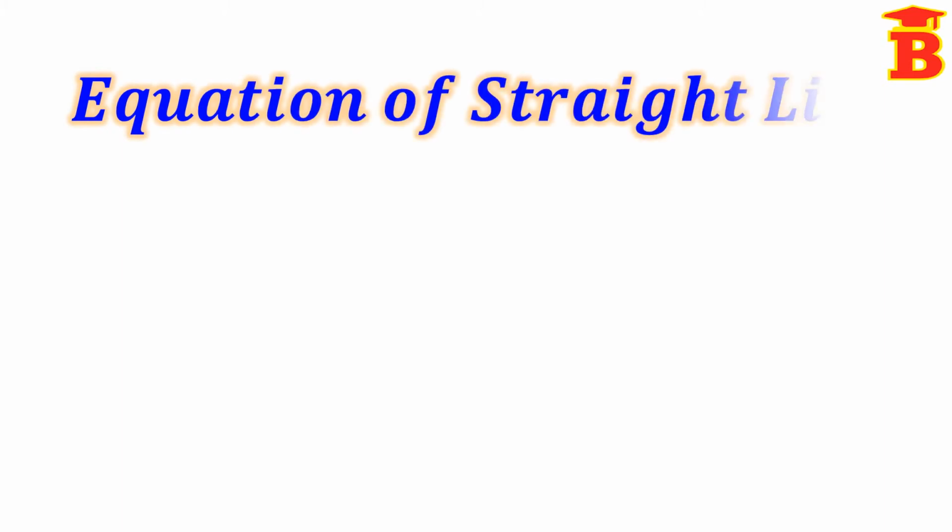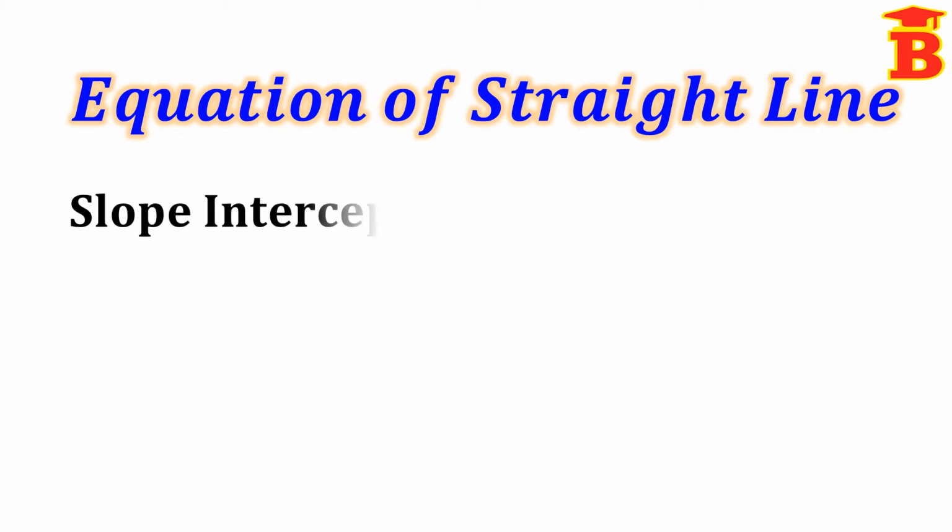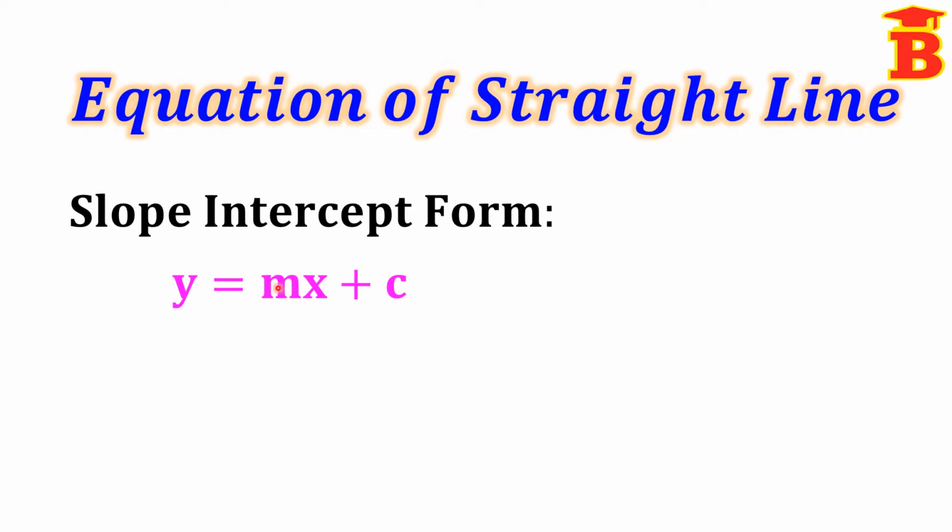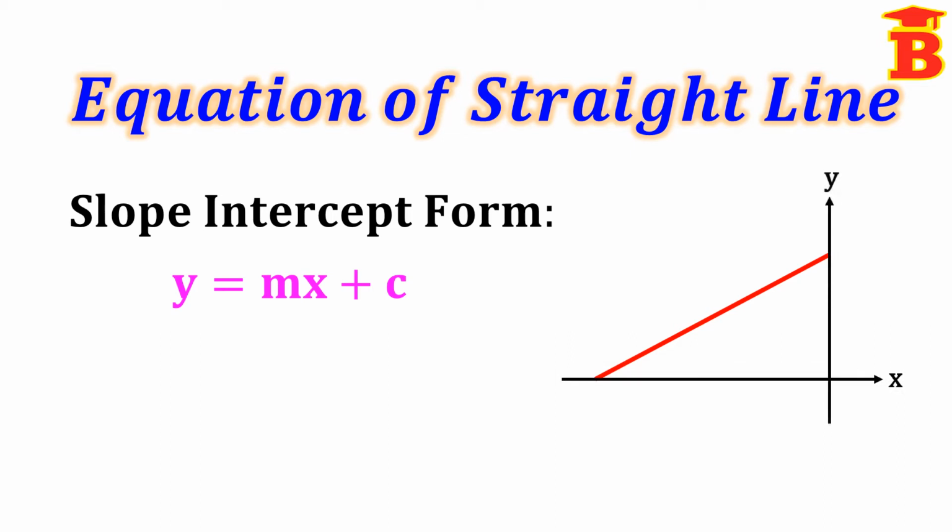To find the equation of a straight line, first, slope intercept form. Here the formula is y = mx + c, where m is the slope and c is the intercept. Consider a straight line and draw the x-axis and y-axis. We have to find the equation of this straight line.